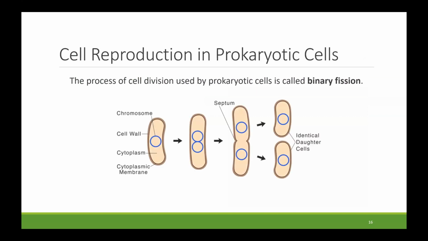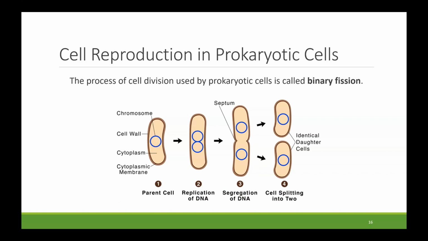The process is very simple. The original cell, which is called the parent cell, will replicate one of its chromosomes. Pardon me, it's one chromosome because it only has one. The chromosome, as we know, is not in any sort of special compartment.